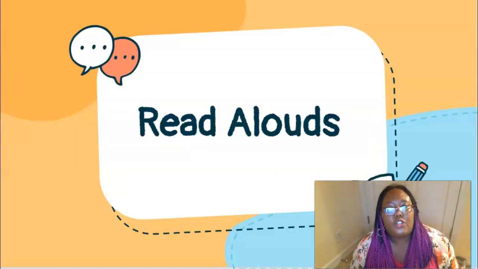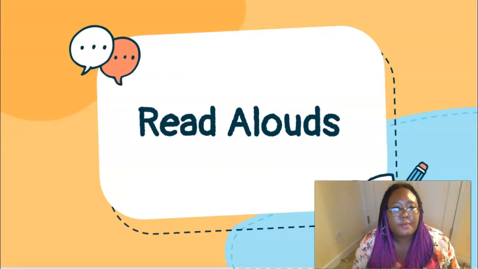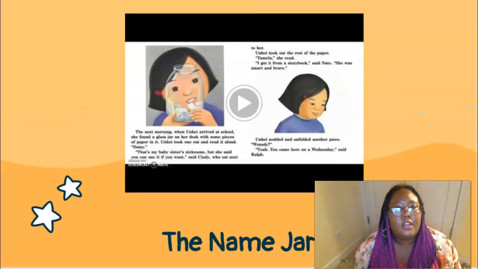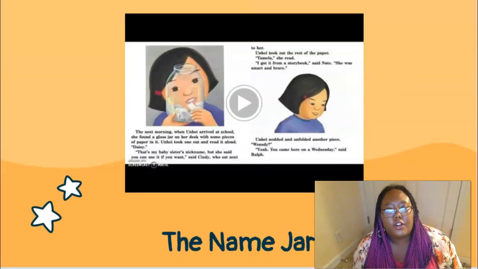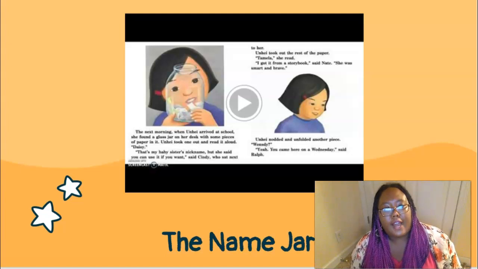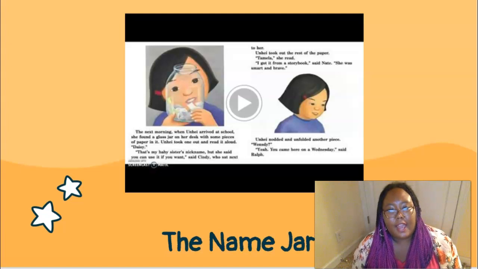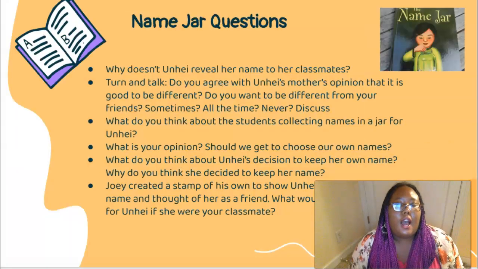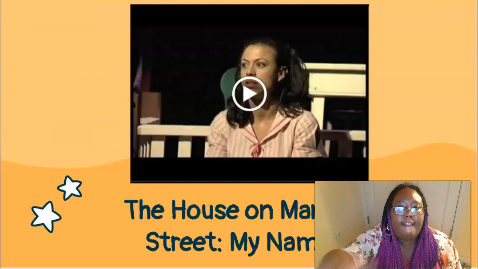So I found two read-alouds that I think are relevant to this topic, one for elementary and one for middle school. The one for elementary is called The Name Jar. It's about a student who arrived from South Korea and how she reacted to being teased about her name and eventually discovered that her name did have beauty and importance and validity. I included some questions that you might want to talk through with students.